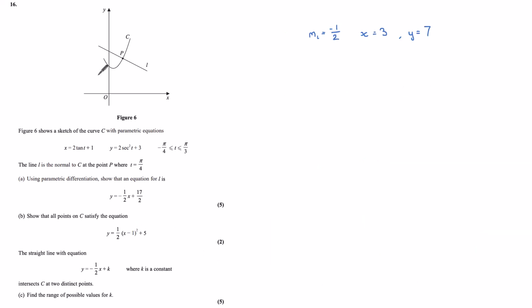So we're now at the point where we know the gradient of the line L is negative a half, and we know the coordinates of the point P are 3, 7. I can use my standard equation of a straight line formula now. So y minus y1, 7, is equal to negative a half times x minus 3. Expanding the bracket on the right hand side gives me y minus 7 is equal to negative a half x plus 3 over 2. Adding 7 to the right hand side gives me that y is equal to negative a half x plus 17 over 2, which is what I wanted to show. Perfect.